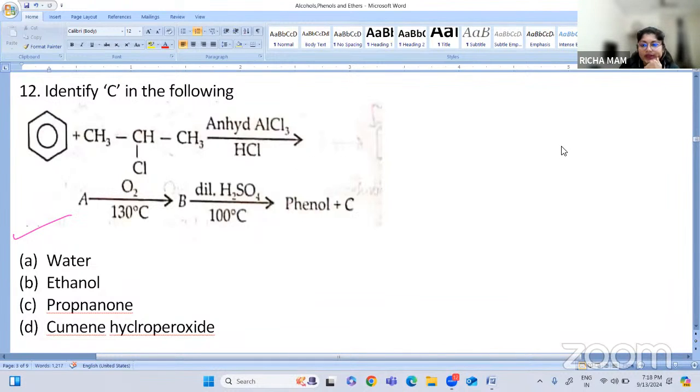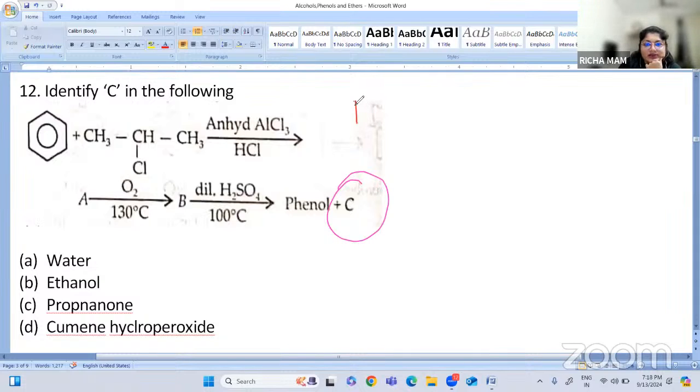Identify C in the following. So this is a reaction. Benzene in the presence of an alkyl chloride, you react it with anhydrous AlCl3 and HCl, you get A. When you react with oxygen at 130 degrees Celsius, you get B. Further reacting with dilute H2SO4 at 100 degrees Celsius, you get phenol plus C. So they have asked what is this C. Identify C here.